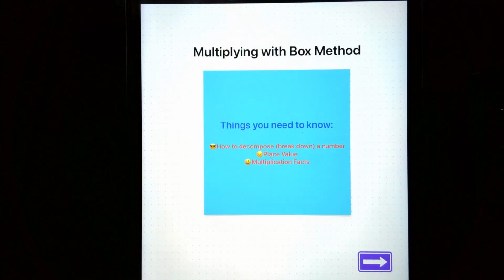Okay, so let's look at how to multiply using the box method. Here are 3 things that you will need to know: how to decompose or break down a number, place value, and of course your multiplication facts. So first, let's look at how to decompose a number.